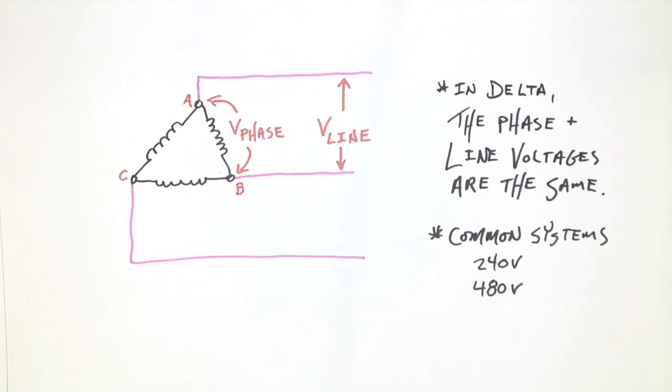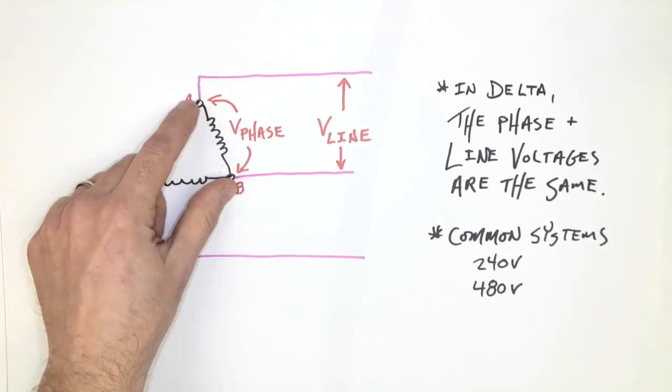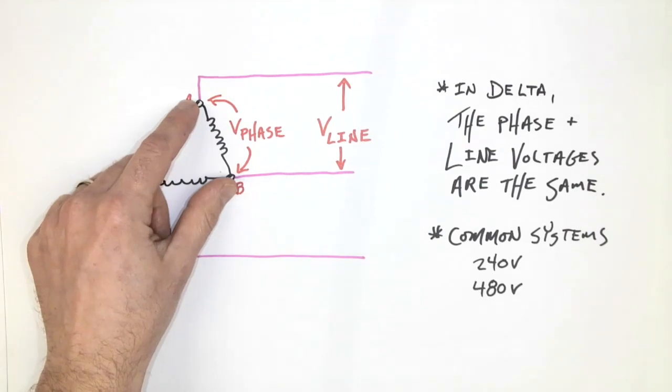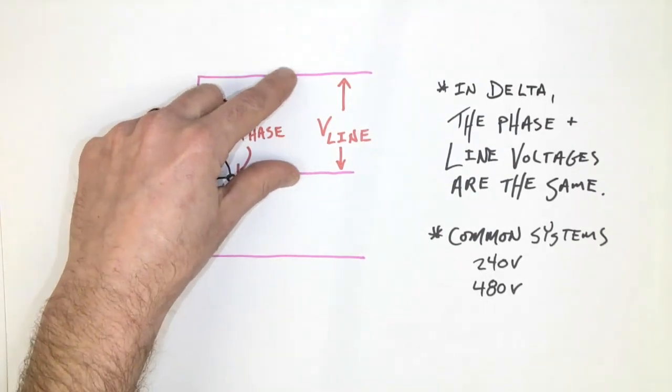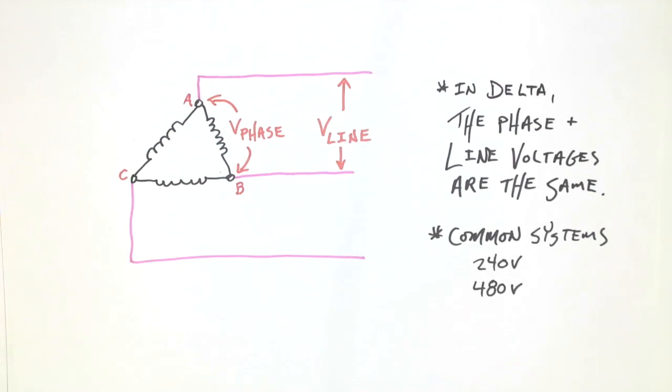In delta, the phase and line voltages are always the same. And that's because of the nature of the connections. We can see that there's really no electrical difference between measuring here, or here, or here, or here. And because of that, line and phase are identical.